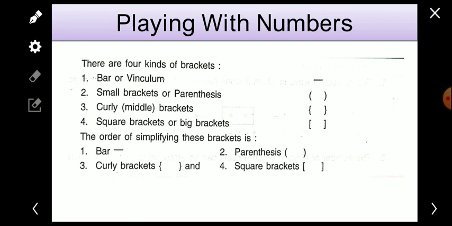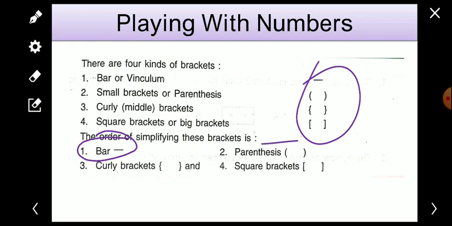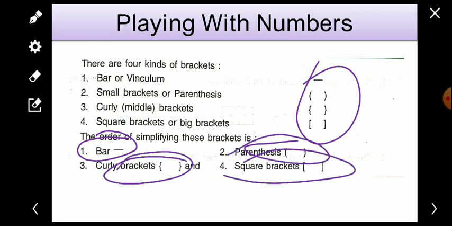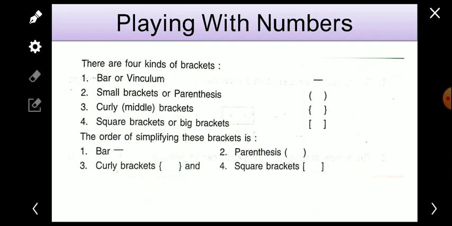This means which one will be simplified first, and which will be simplified after that, the order. If these types of brackets are there, the order will be: at first we will solve the bar, then the small bracket or parenthesis, then the curly bracket, and at last the square bracket or big bracket. So this is the order: 1, 2, 3, 4. At first this will be solved, then this, and then the fourth one.